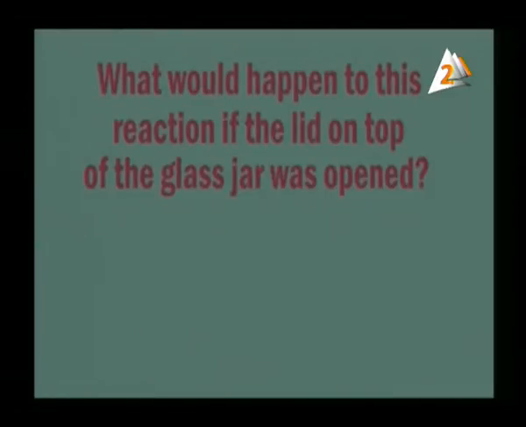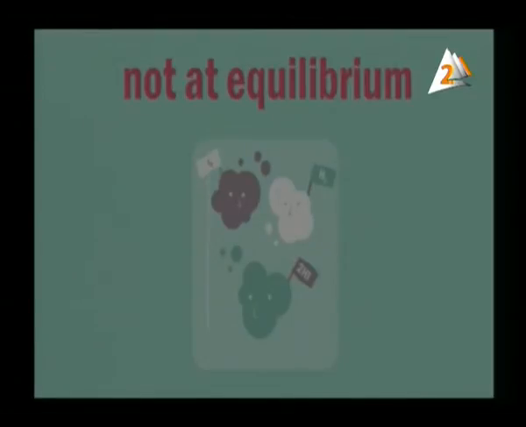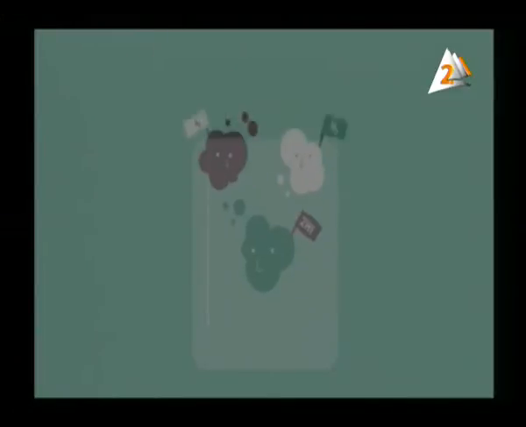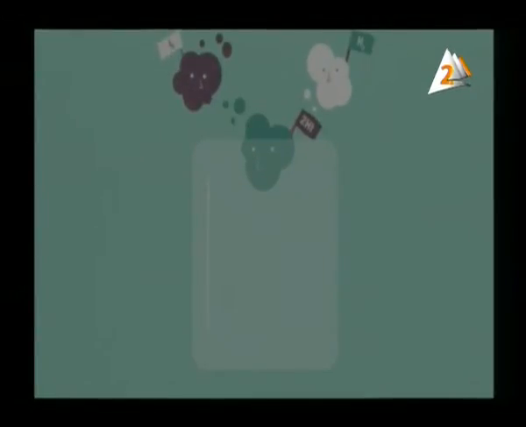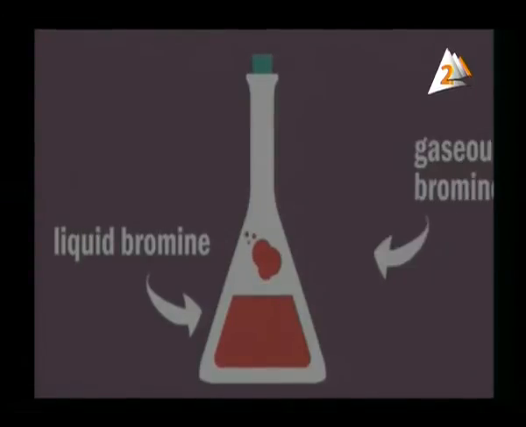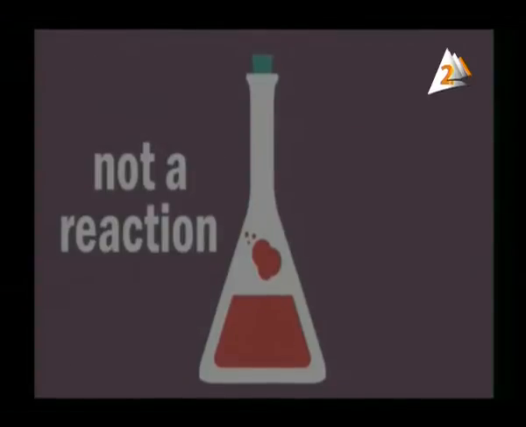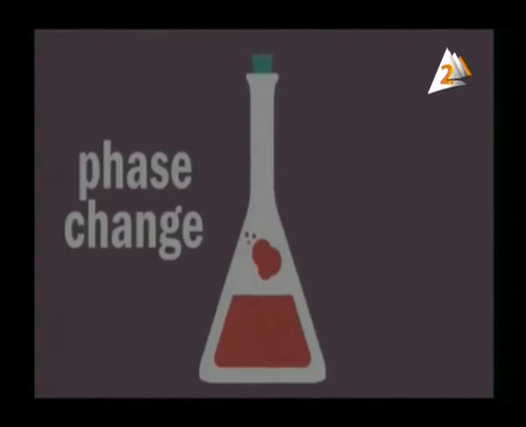What would happen to this reaction if we opened the lid on the top of this glass jar? Here we have the ions and the molecules of the compound that try to move out. Hydrogen gas moves out, so we have no equilibrium after opening this jar. We say that we go back to an open system. The system is changed from a closed one to an open one, from energy only to energy and matter.